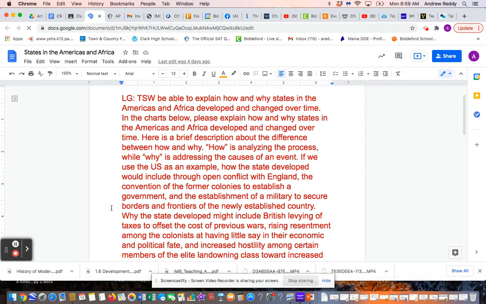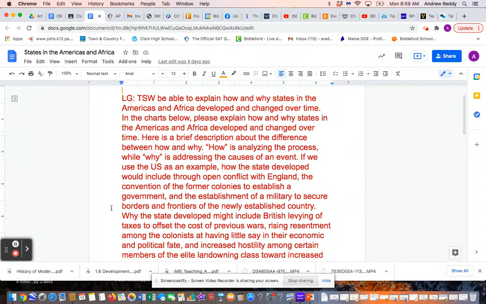If we use the United States as an example, how that state developed would include open conflict with England, the convention of the former colonies to establish a government, and the establishment of a military to secure borders and frontiers of the newly established country.